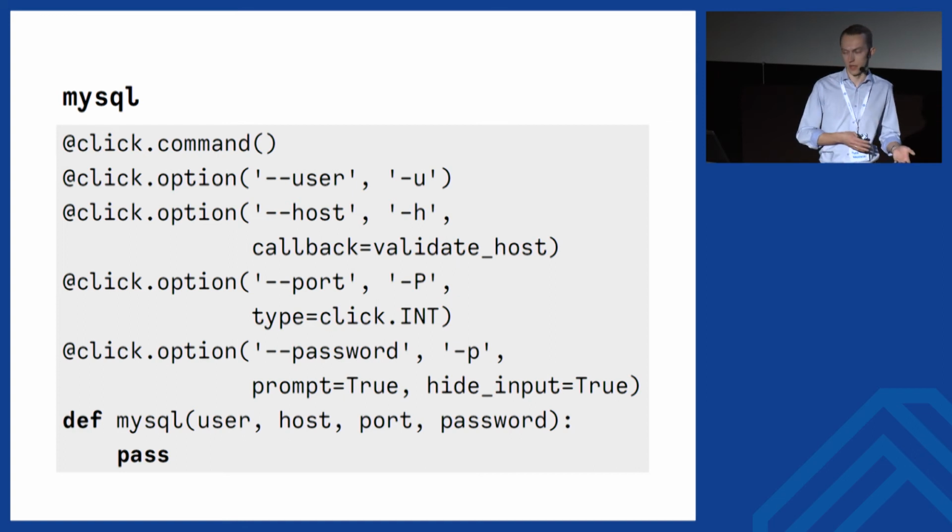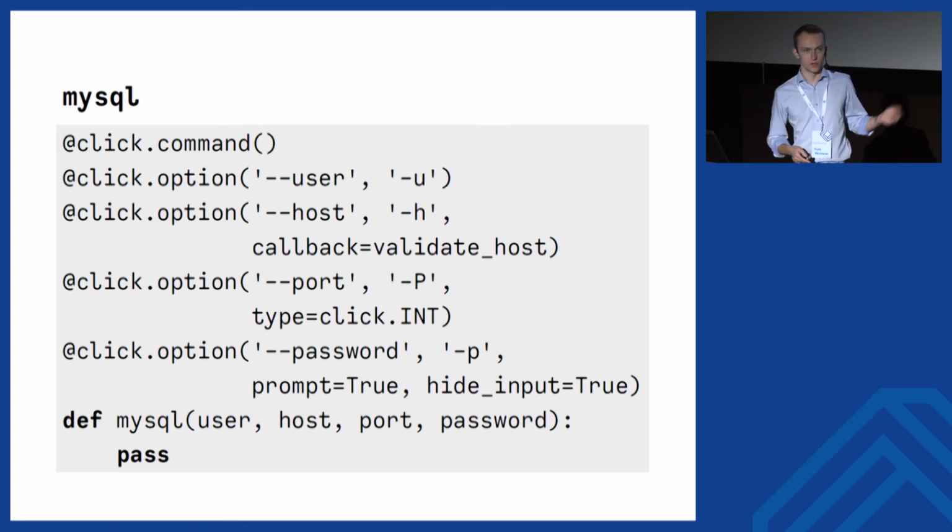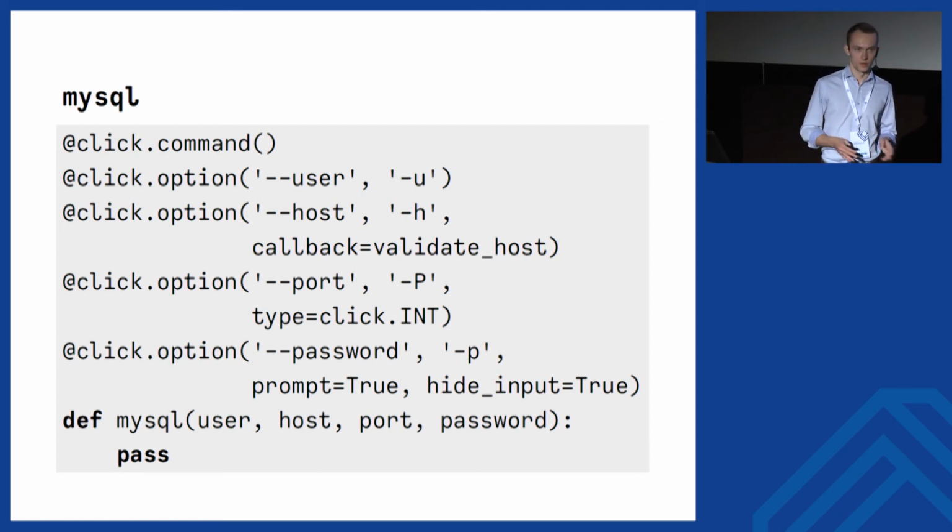For instance, if it is an IP address. You can also check some basic types like integer, and you can ask the user for a password. So you can define an option, and if the user doesn't provide this option through the command line, and we set prompt equals true, then Click will prompt the user to enter the value of this argument. And if we set hide input to true, then this input will not be shown on the screen. So it's very convenient when you are asking for passwords.